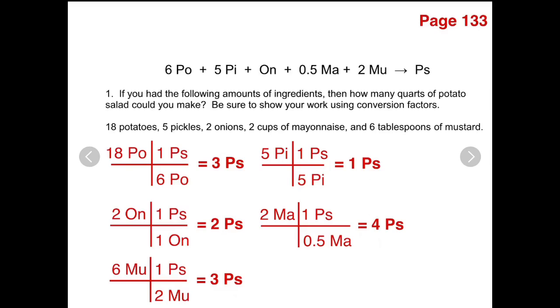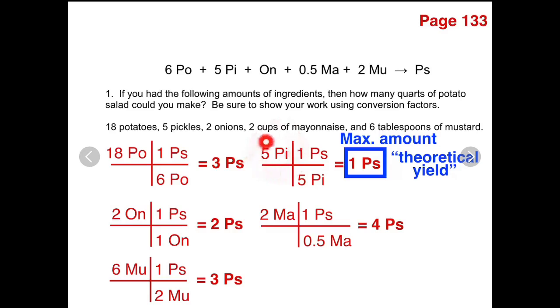Should we add all of them together, or should we pick the highest value, or should we pick the lowest value? The answer is you need to pick the least amount of potato salad from your calculation. The reason is that this is the maximum possible amount that we can make, because we have a limited amount of pickle, right? So in this case, pickle is the limiting reactant, because the amount of pickle limits the amount of product, or potato salad, that can be made. 1 potato salad would be the theoretical yield. This is the maximum possible amount that we can make.